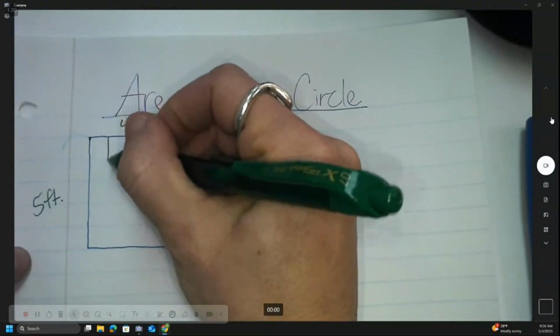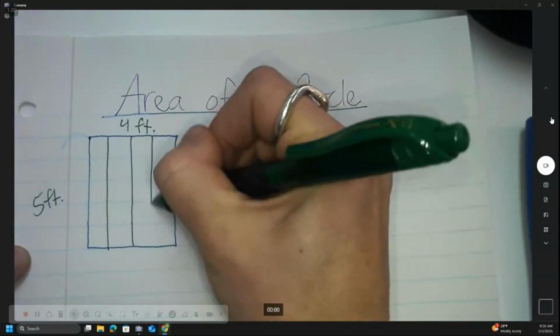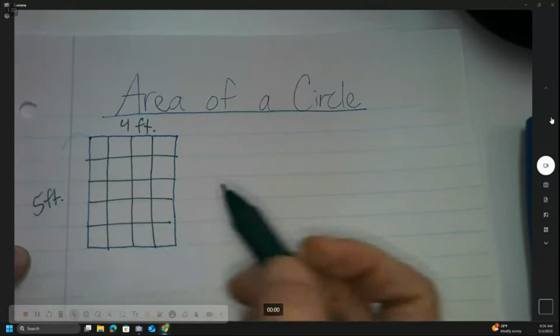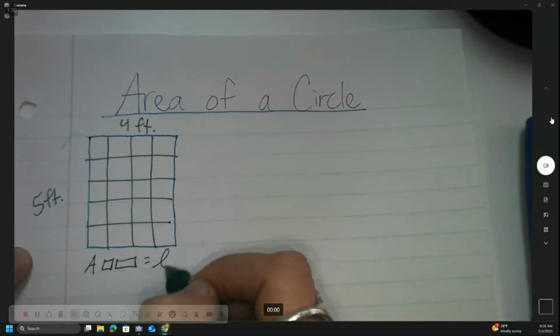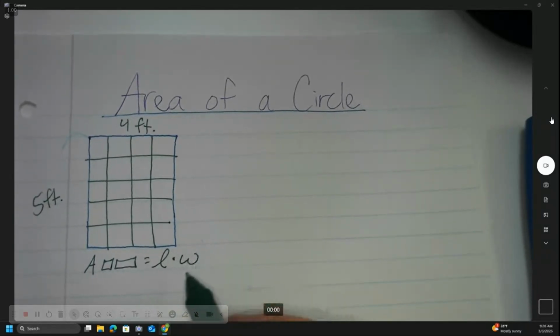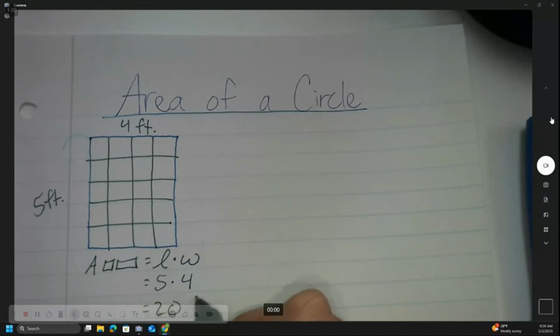So for example, 1, 2, 3, 4. There will be exactly 20 squares there. The area of anything that has 4 sides, such as a square or a rectangle, is length times width. And they usually give you a cursive L with that, with a dot, and W stands for width. And 5 times 4 is 20. Now, you got to be careful of how you label your answer. It's not 20 feet, it's 20 feet squared.